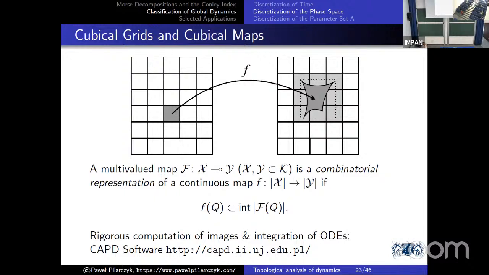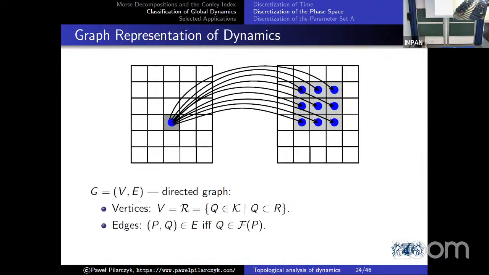So suppose the image of a box looks like this dark gray set. We enclose this image in a product of intervals. This is a rigorous computation. And then we cover this image by boxes. So we say that we have a multi-valued map that maps each box into a collection of boxes. And this is a representation of a continuous map. And we represent this map in terms of a directed graph. Each node of the graph corresponds to a box in the phase space, and each edge in the graph, or directed arrow, corresponds to the mapping. It turns out that this simple representation can be used to obtain all the information we need.